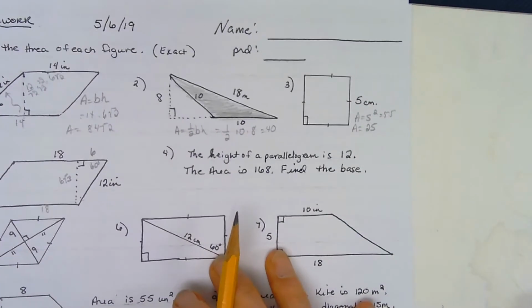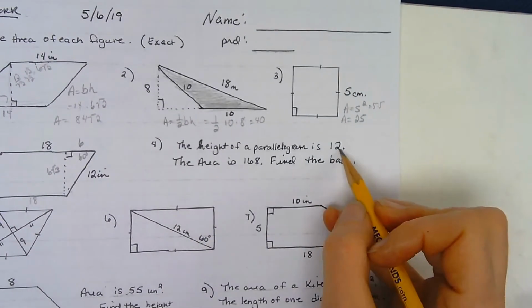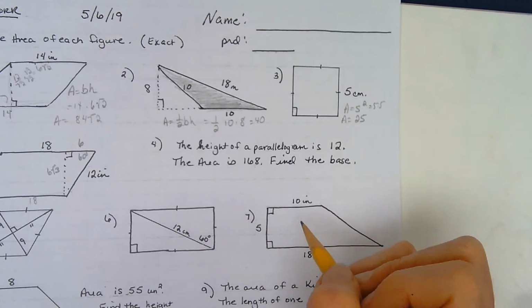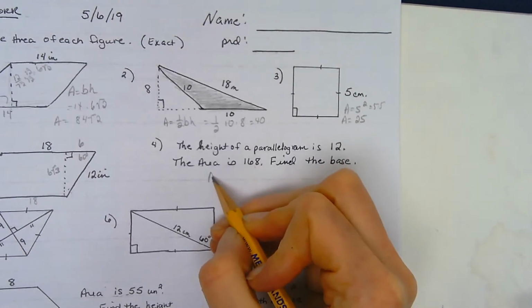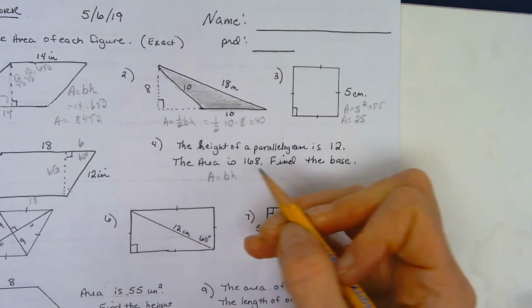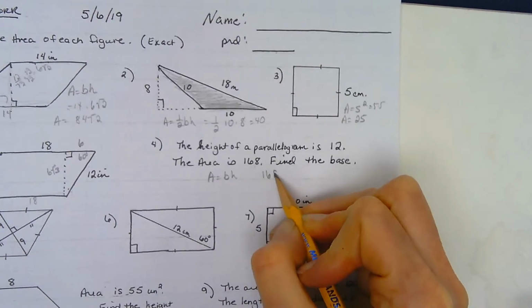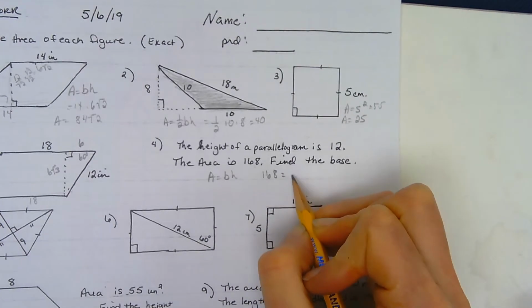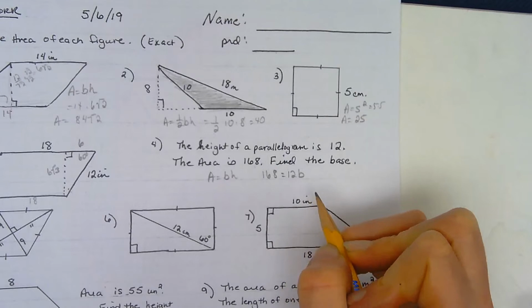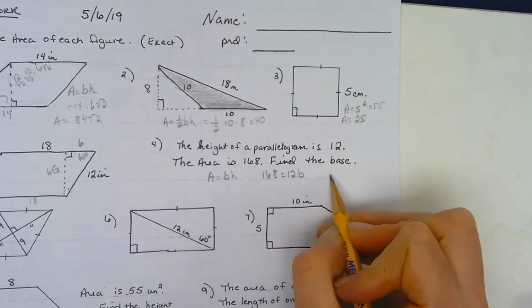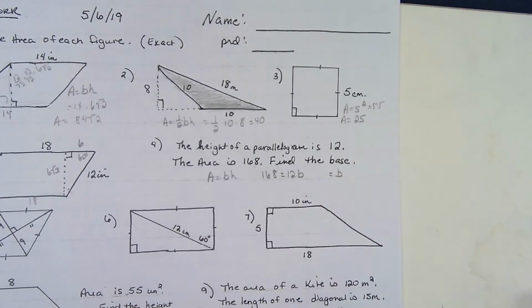Number 4, the height of a parallelogram is 12. The area is 168. Find the base. Area equals base times height. So 168 is the area, and that equals 12 times the base. Well, to solve for the base, I divide both sides by 12. And 168 divided by 12 is equal to 14.